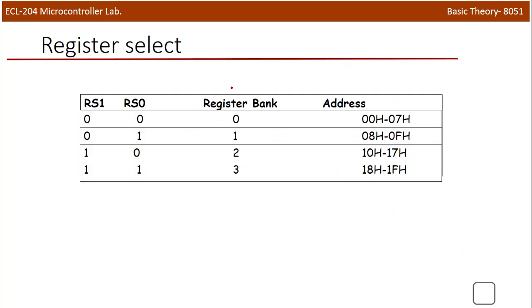And this is about register select. If the RS1, RS0 values are 00, we select register bank 0. That is, with RS1, RS0 at 00, the name R0 points to the first location in bank 0. If RS1, RS0 is 01, then the name R0 points to 08H. That's the difference. If RS1, RS0 is 11, then R0 points to memory location 18H.